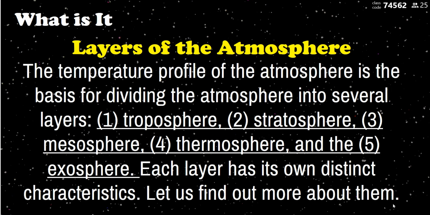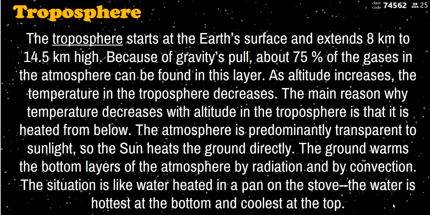The temperature profile of the atmosphere is the basis for dividing the atmosphere into several layers: troposphere, stratosphere, mesosphere, thermosphere, and the exosphere. Each layer has its own distinct characteristics. Let us find out more about them. The troposphere starts at the Earth's surface and extends 8 km to 14.5 kilometers high because of its gravity pull.